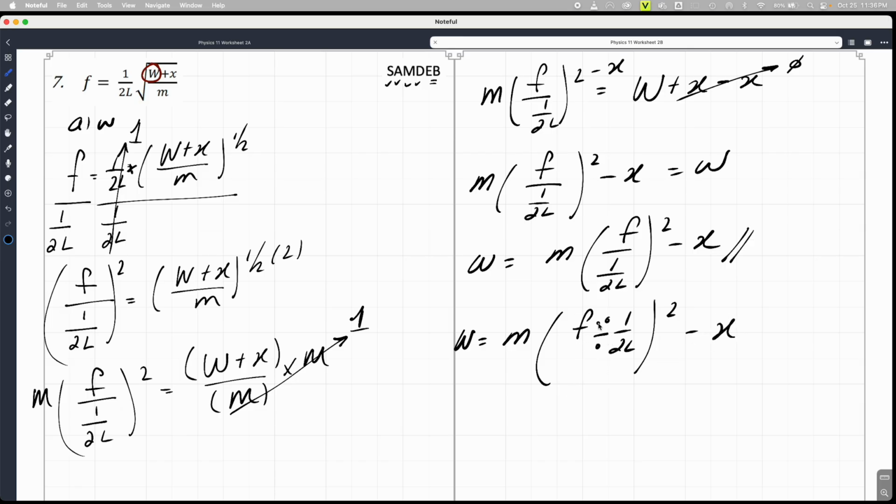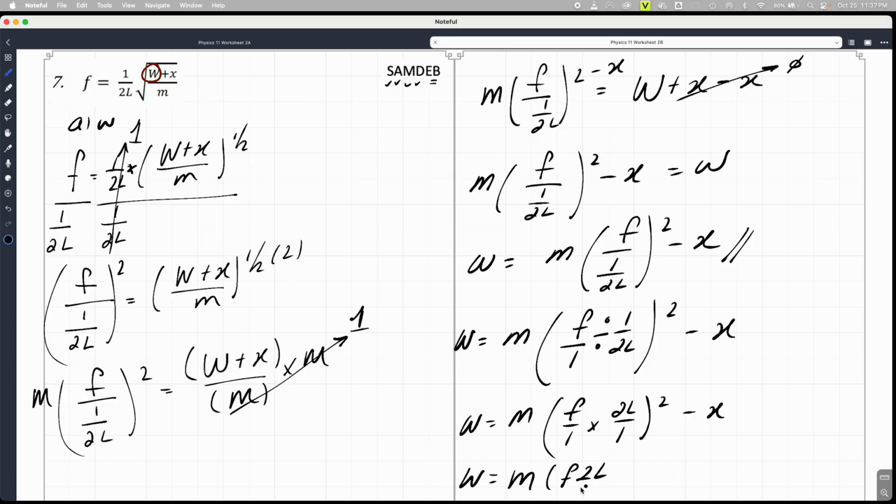So this is F divided by 1 over 2L. I can rewrite F as F over 1. Anything divided by 1 is itself. But this allows me to multiply these two fractions. When we see the division sign, we change it to a multiplication sign and take the reciprocal of the second fraction. And we get W equals M, numerator is F times 2L over 1, squared, minus X.